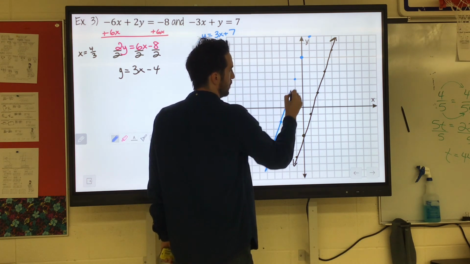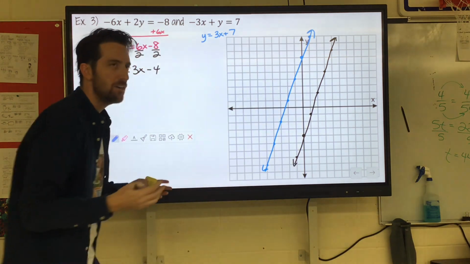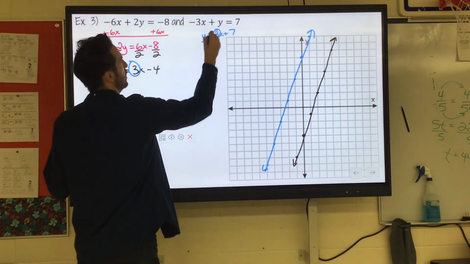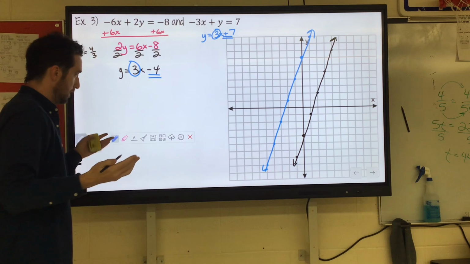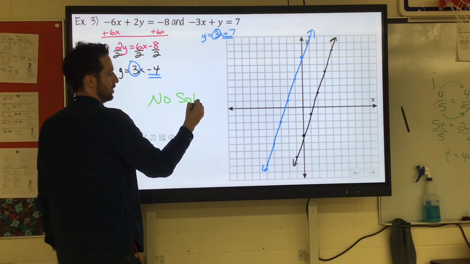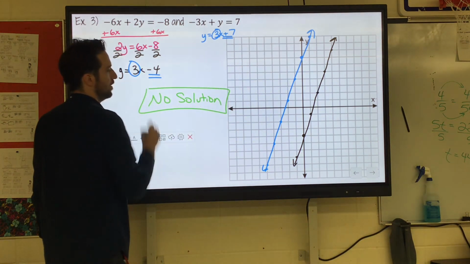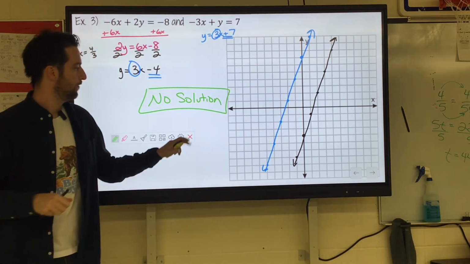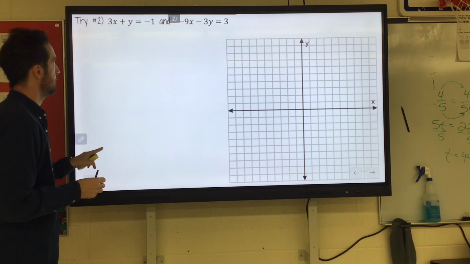We're looking for where these lines cross each other. They never cross each other because they are parallel. And you would know that because they have the same slope, but different y-intercepts. So, if they never cross, we say no solution. And we're having fun. Look at us having fun. Oh yeah. I think there's one for you to try, but we're just going to do this one together.